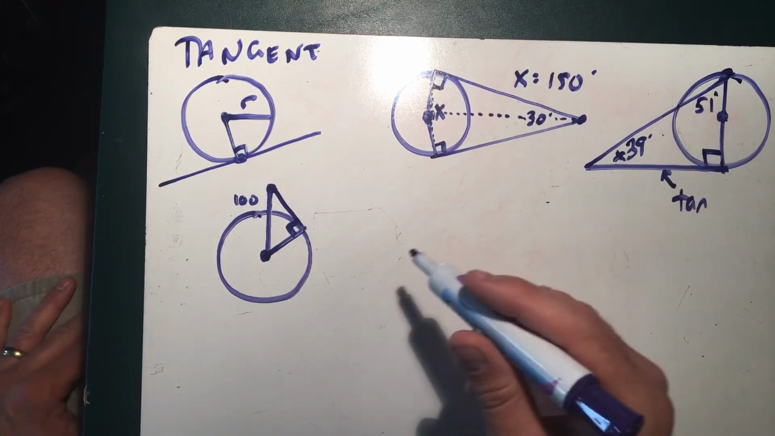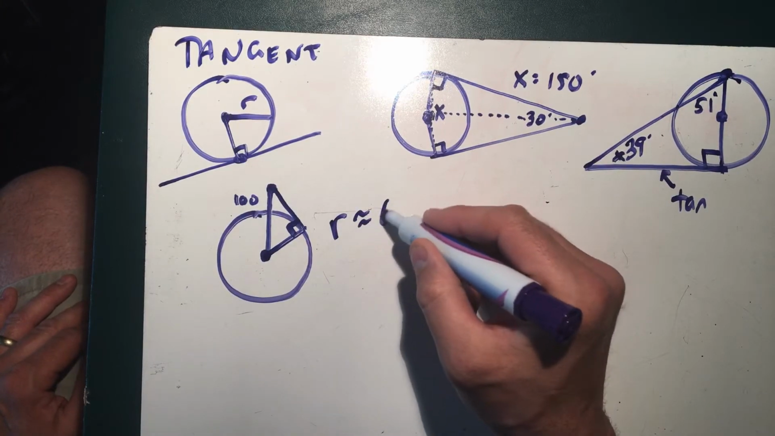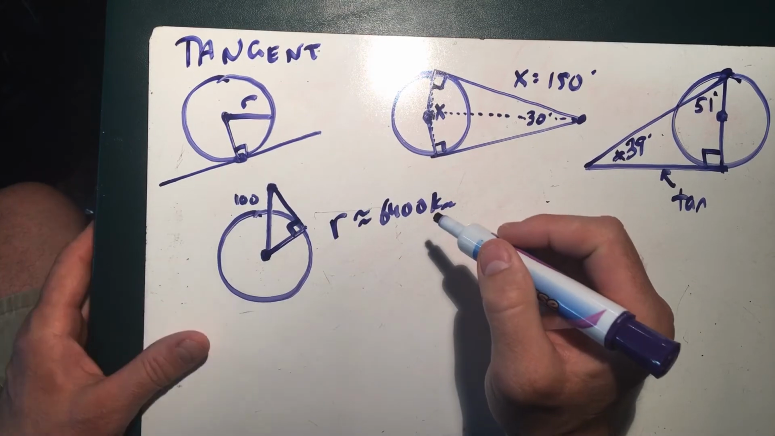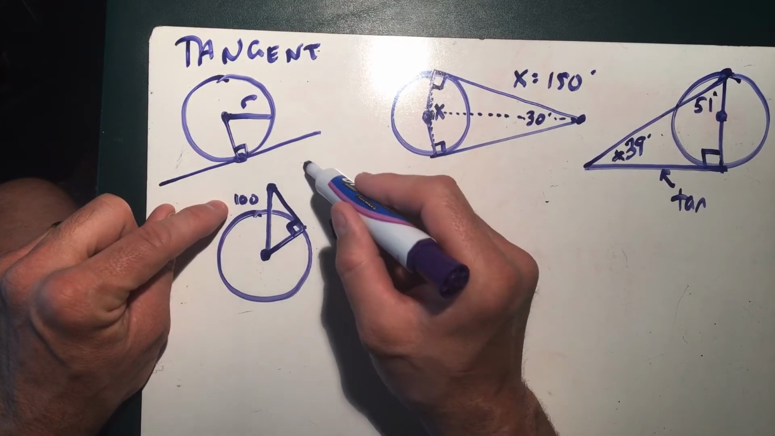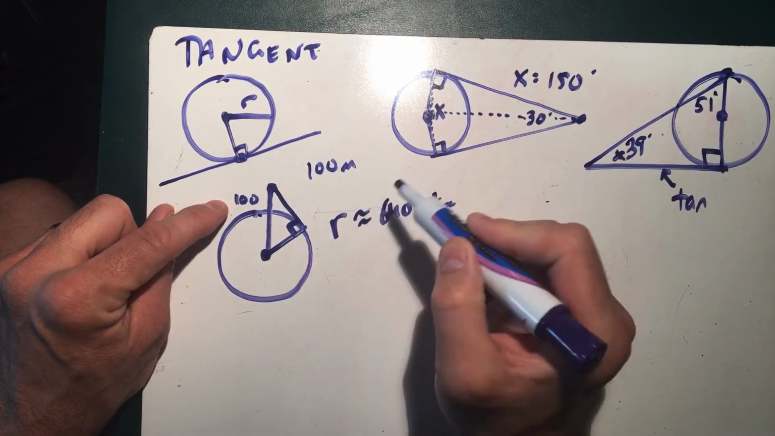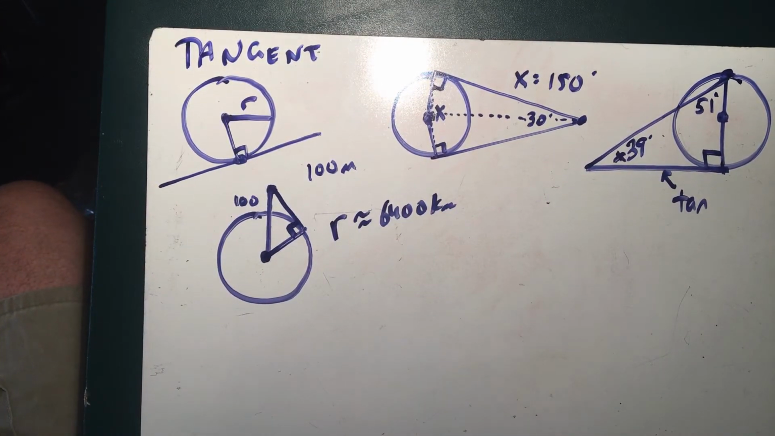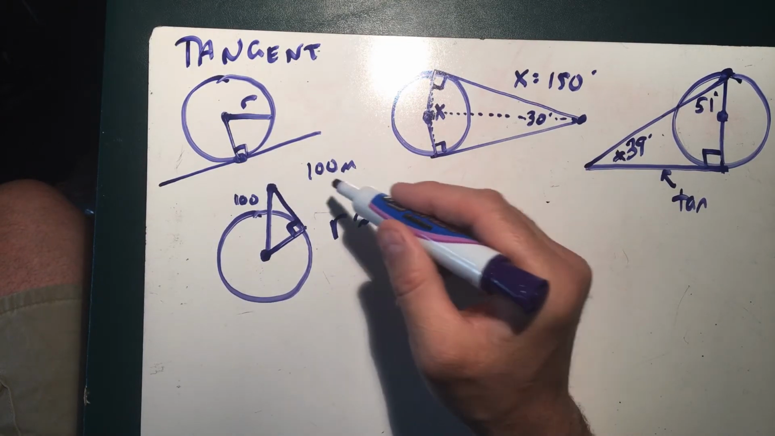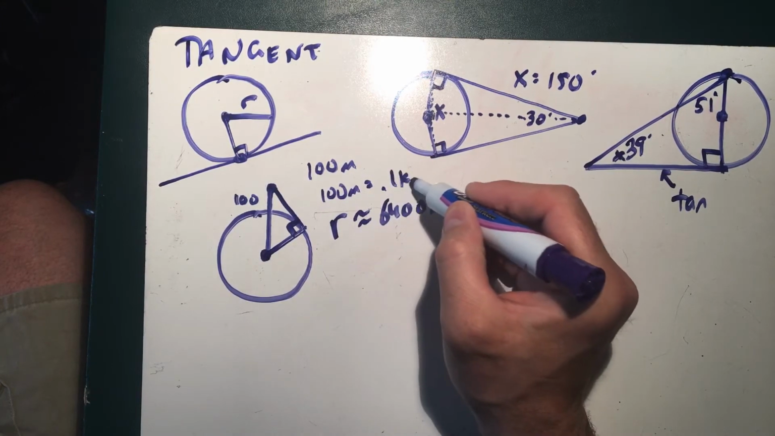So the radius of the Earth is approximately 6,400 kilometers. Now we could do a couple things here. We could convert, since that's 100 meters. 100 meters is 0.1 kilometer. That's right? Yep. So 100 meters is 0.1 kilometers.